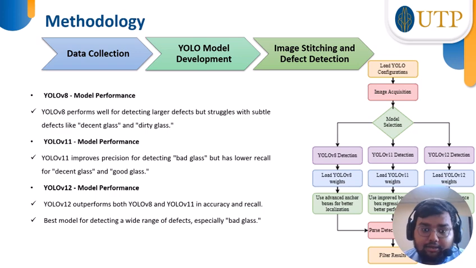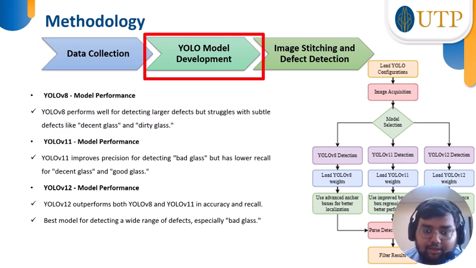Talking about the three YOLO model developments, YOLO V8 performance: it performs well for detecting large defects but struggles with the subtle defects such as decent glass and dirty glass, the difference between these two types of glasses. For YOLO V11, it improves the precision for detecting bad glass but has a lower recall for decent and good glass. And YOLO V12 outperforms both V8 and V11 in accuracy and recall. It is the best model for detecting a wide range of defects, especially the bad glass.